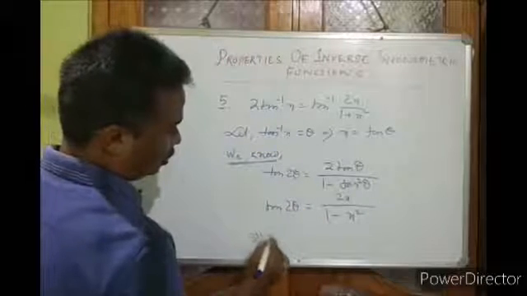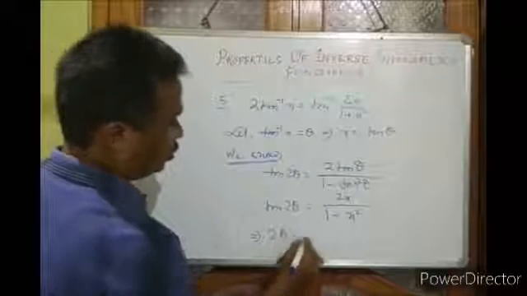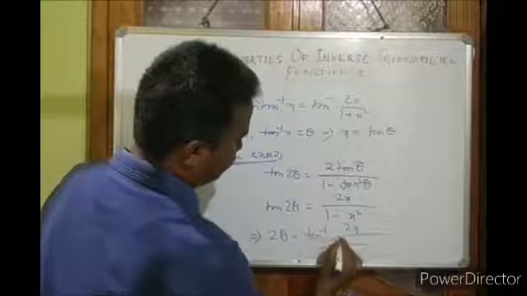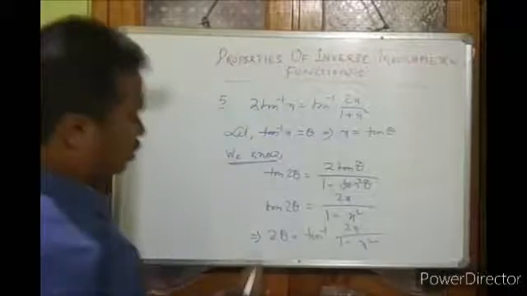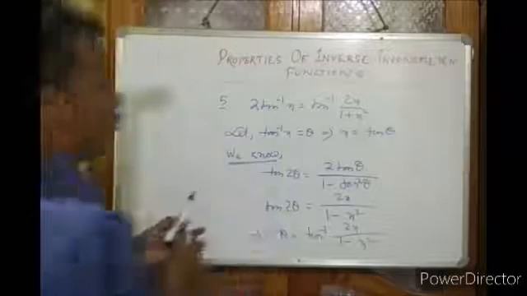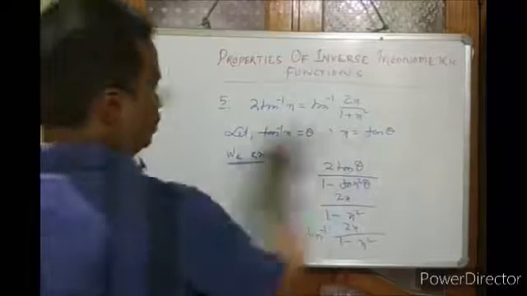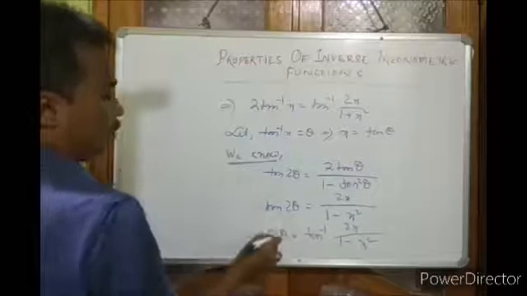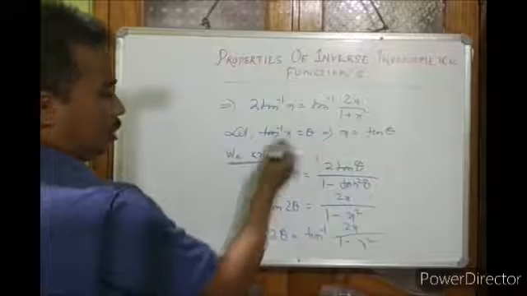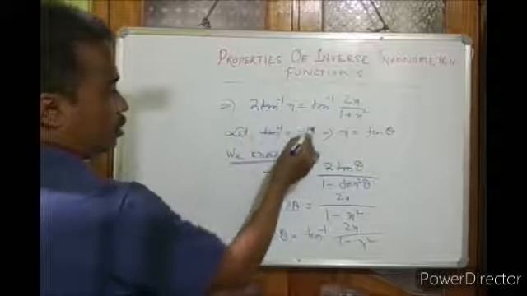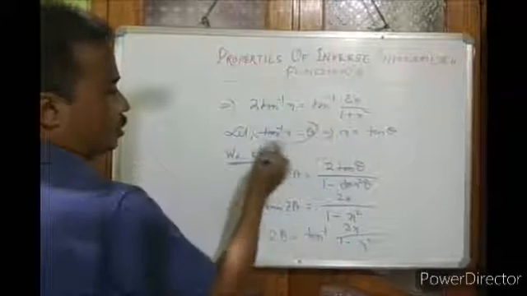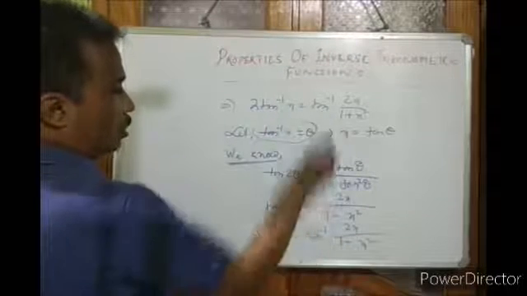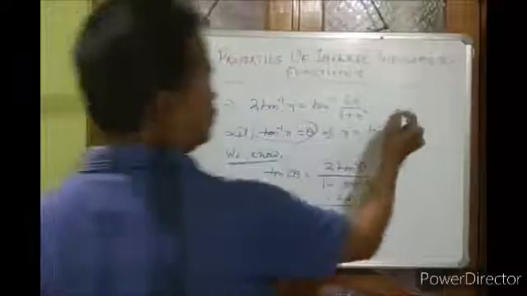So this implies 2 theta is equal to tan inverse of twice x by 1 minus x square. So we have arrived at our result. In place of theta, if we substitute tan inverse x, then 2 tan inverse x is equal to tan inverse of twice x by 1 minus x square. So hence it is proved.